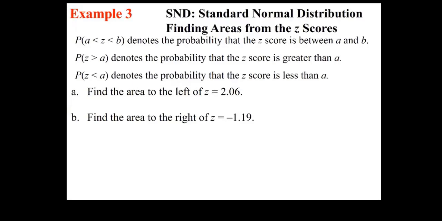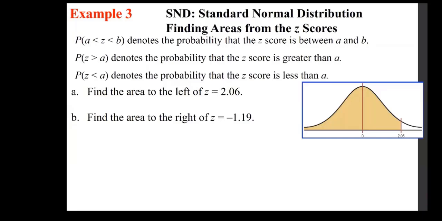We've already mentioned the meaning of Z being between A and B. The probability of A less than Z less than B denotes the probability that Z scores is in between A and B. And the rest is obvious. So we want to find the area to the left of Z equals 2.06. You should always start with the graph. And now you can look up a table.